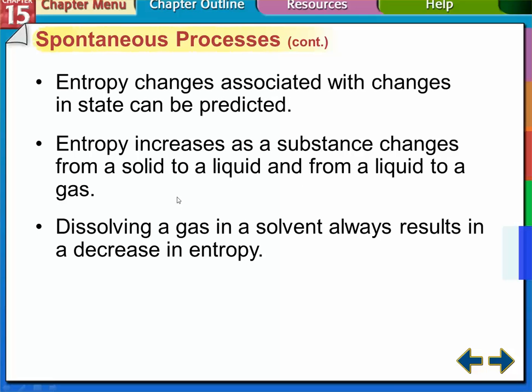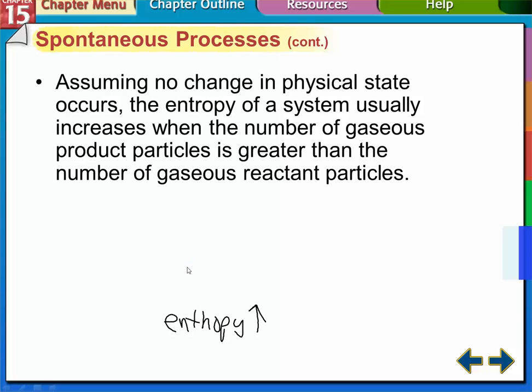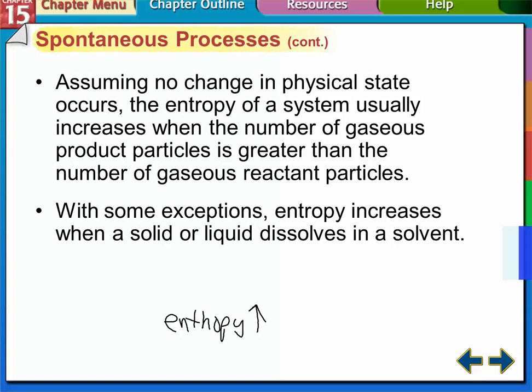The opposite thing also decreases entropy. If we have condensation, gas going to a liquid, entropy is going to decrease. It's going to become more ordered. Liquid going to a solid, entropy is going to decrease. So you have to know what increases it, but you also have to realize that the opposite things decrease the entropy. Dissolving a gas in a solvent always results in a decrease in entropy. That's because the gas particles are surrounded by the solvent and they don't have as much freedom of movement as they did before.